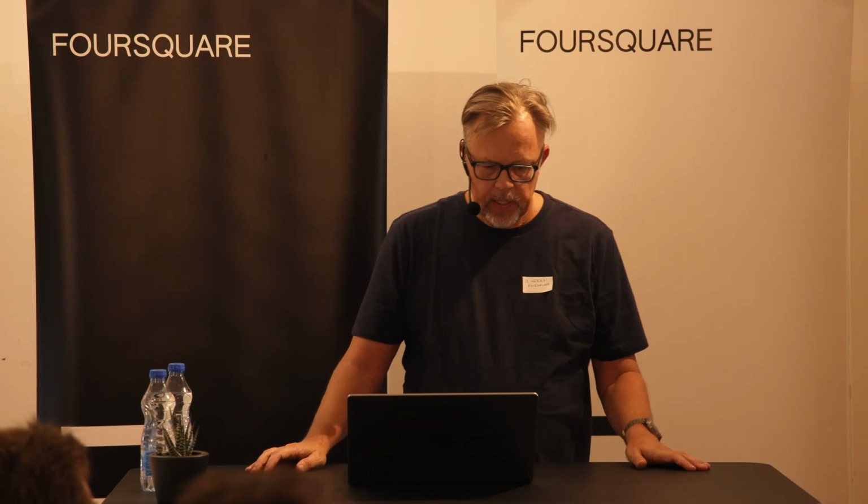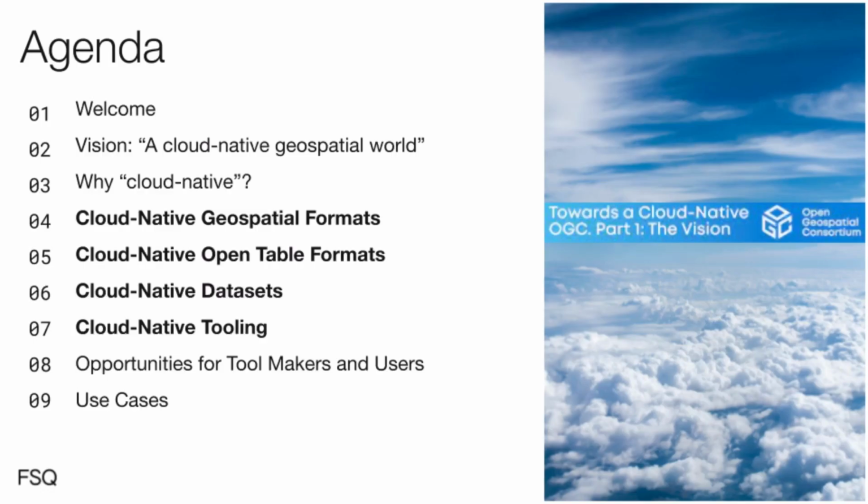So I'm going to briefly show the agenda. We're going to look at the vision. What is it that the industry is trying to achieve with this cloud native thing? And we're going to talk a little bit about why we're going cloud native. There are four pillars of this movement that build on each other and come together to create something that's really exciting and opens up new opportunities: geospatial formats, the new open table formats, cloud native datasets, and cloud native tooling.